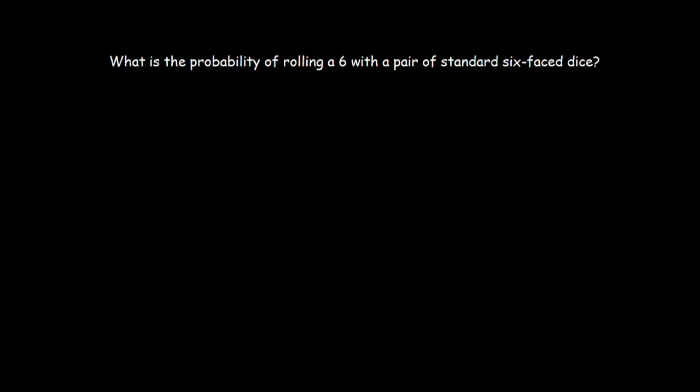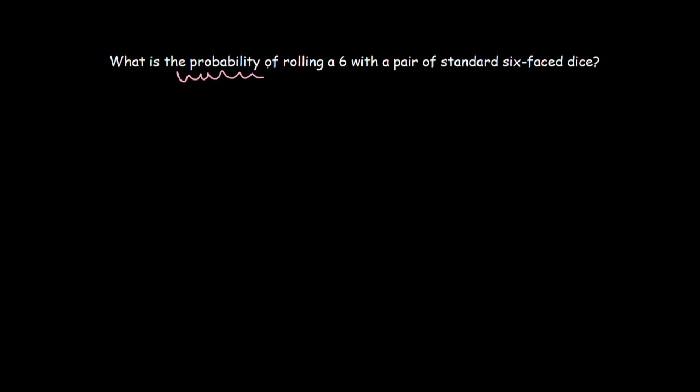In this video, I'll be explaining how to solve basic probability questions. Let's look at the question. What is the probability of rolling a 6 with a pair of standardized 6-faced dice? So here, the word probability is the main point of this question. What is a probability? Probability is simply the ratio of favorable outcomes to the total possible outcomes.